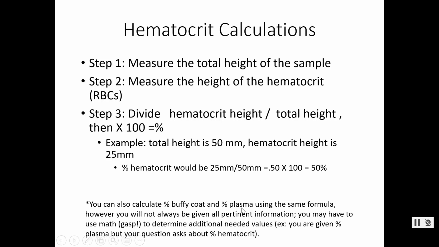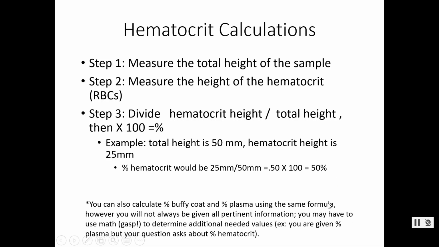So for example, if we have a total height of 50 millimeters of blood, and 25 of those millimeters are the hematocrit, or the red blood cells themselves, then 25 divided by 50 would be 0.5, and then we multiply by 100 to give us 50%. Okay? Now, this one was pretty easy, right? 25 over 50, that's half. Sometimes it's not quite so easy.